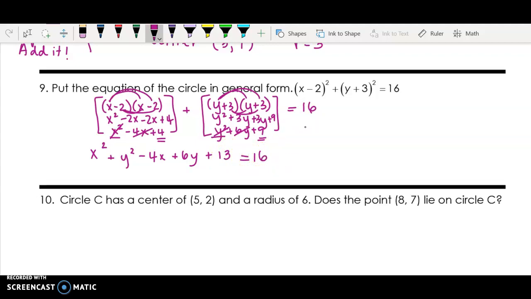Then the last step is to make the equation equal 0, and in order to do that, we'll subtract 16, and that will give us x squared plus y squared minus 4x plus 6y minus 3 equals 0.